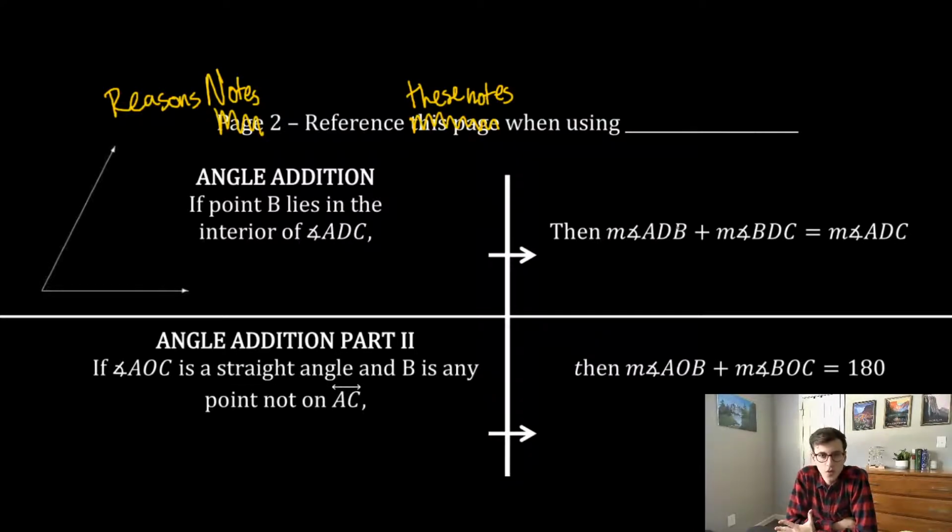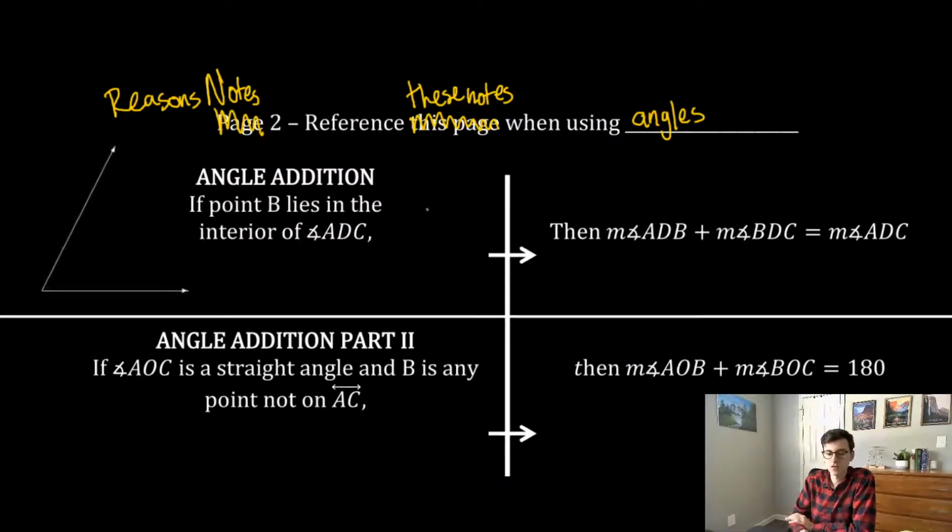This is part 2 of our reasons notes, and these notes are for when you're using angles. So remember, reasons are postulates, which are things that we assume or agree to be true. They are theorems, which are things that we prove to be true. Or they are definitions, which is just how we describe different parts of geometry. So let's start with the angle addition postulate.